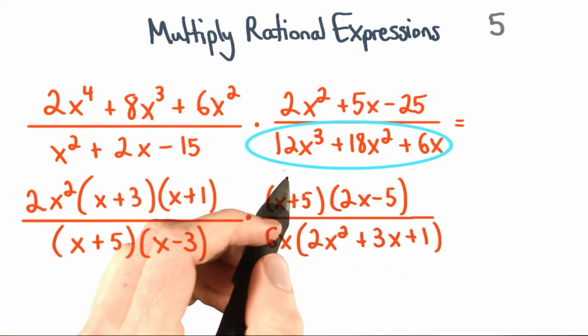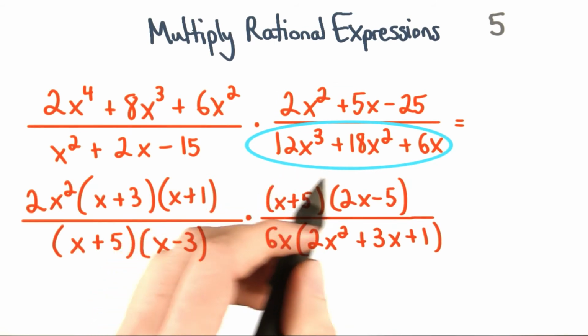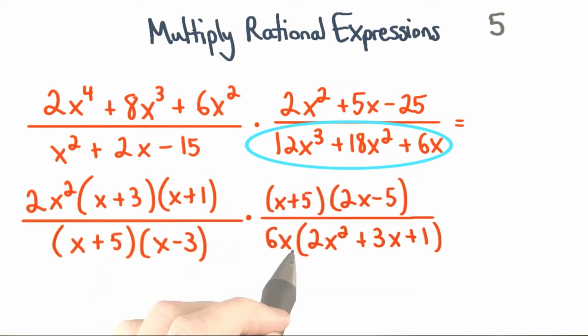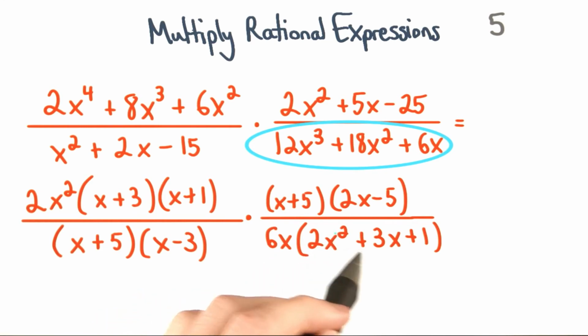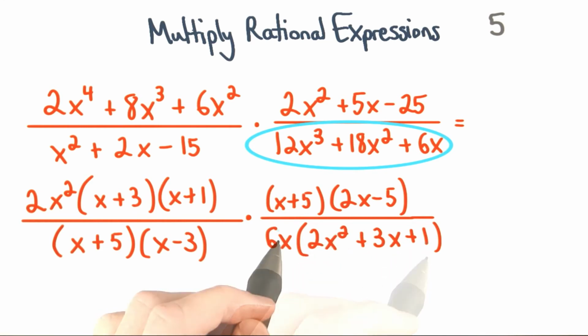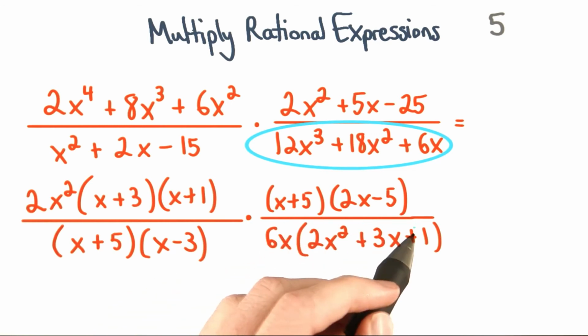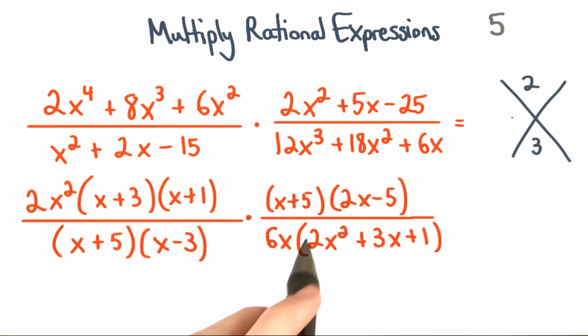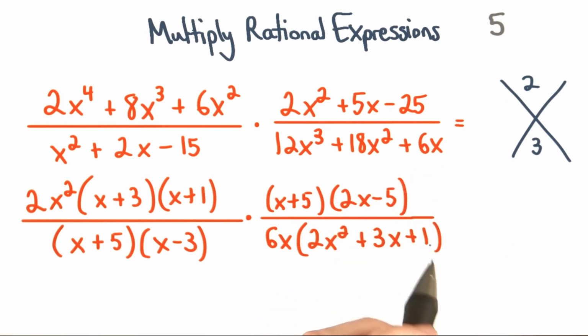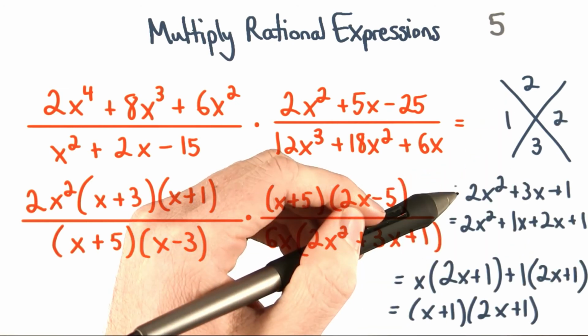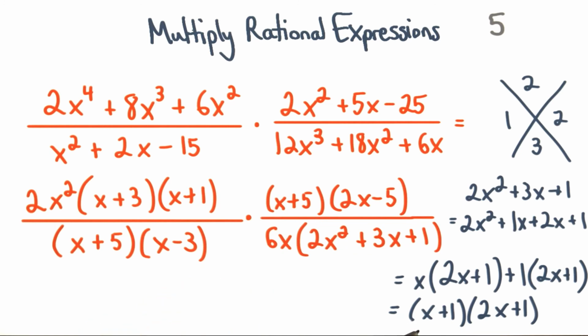For our last denominator, we can remove a common factor of 6x from every single term. If we factor the 6x as the greatest common factor, we're left with 2x squared plus 3x plus 1. If we distribute this really quickly, we can make sure that this is correct. When we look at factoring this expression, we want to find factors of positive 2 that sum to positive 3. We can use factoring by grouping to arrive at the factors of x plus 1 times 2x plus 1.